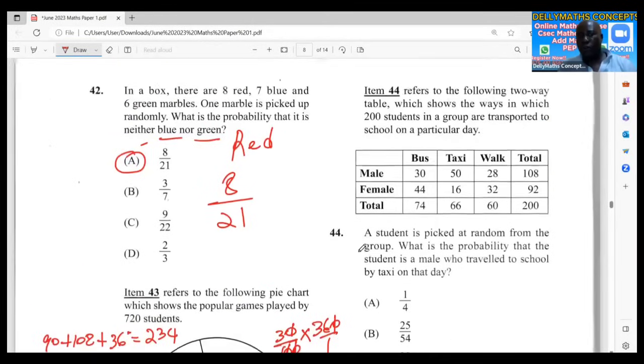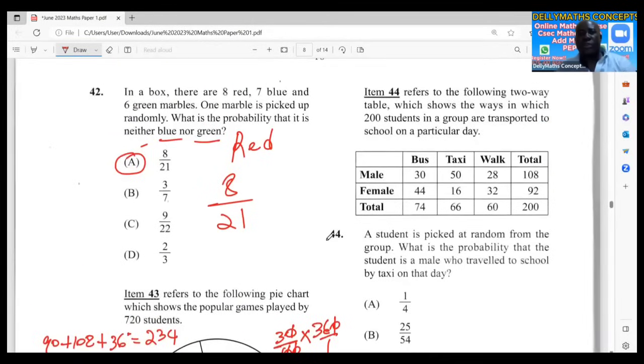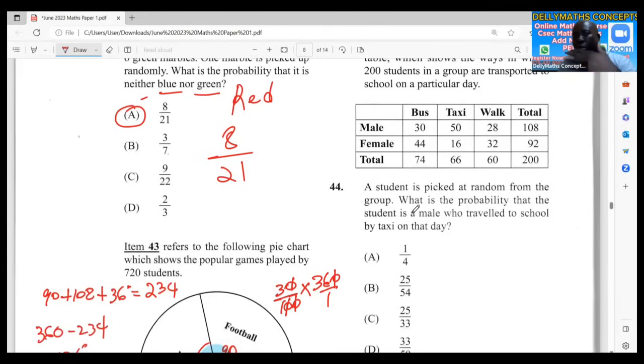44. Item 44 refers to the following two-way table, which shows ways in which 200 students in a given group are transported to school on a particular day. So we have males and females, and we have the total. We have bus, taxi, those who walk, and the total. Now, a student is picked at random. The student is not picked from a particular group. It's picked at random, right?